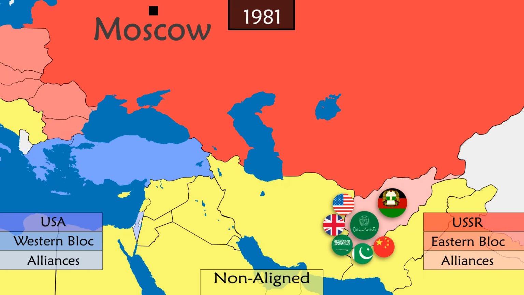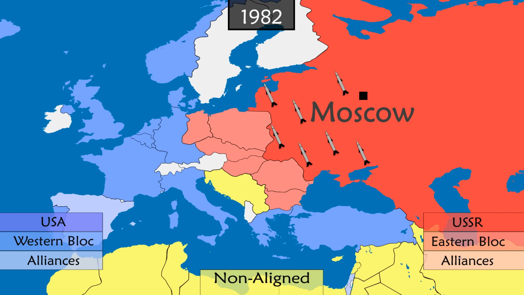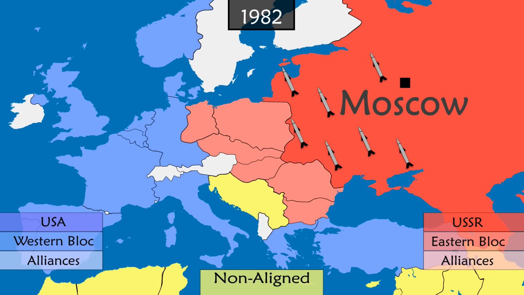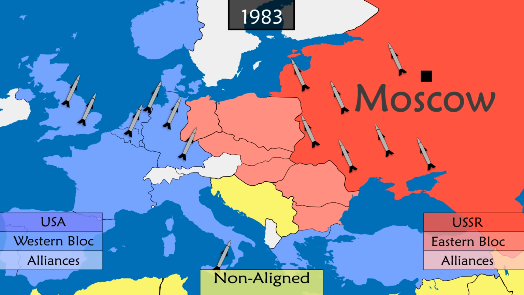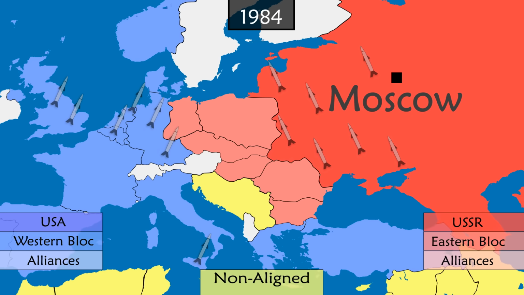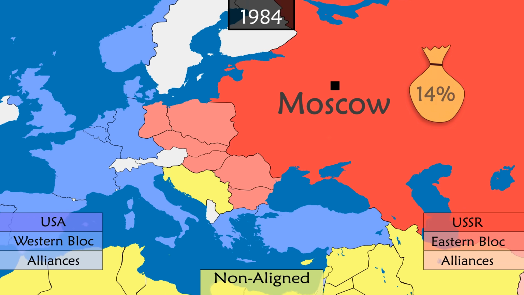The USSR also upgrades and replaces its missiles directed towards Europe with more precise ones. This marks the beginning of the Euromissile crisis, which threatens Europe and pushes the United States to install new missiles of its own. This sparks an arms race, with the USSR investing up to 14% of its gross national product on the cause.